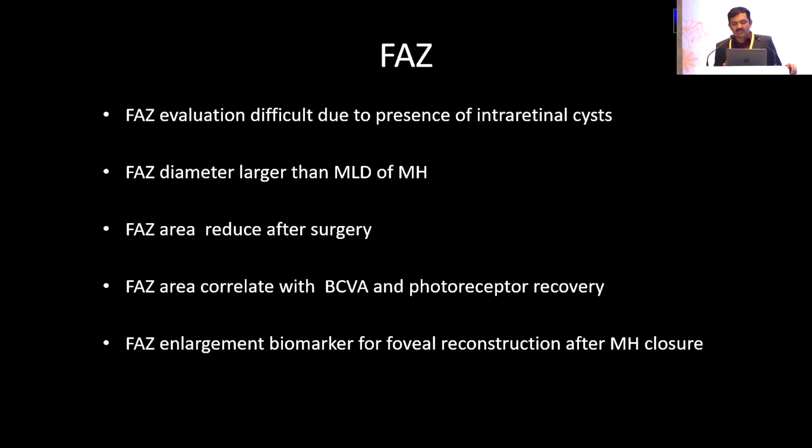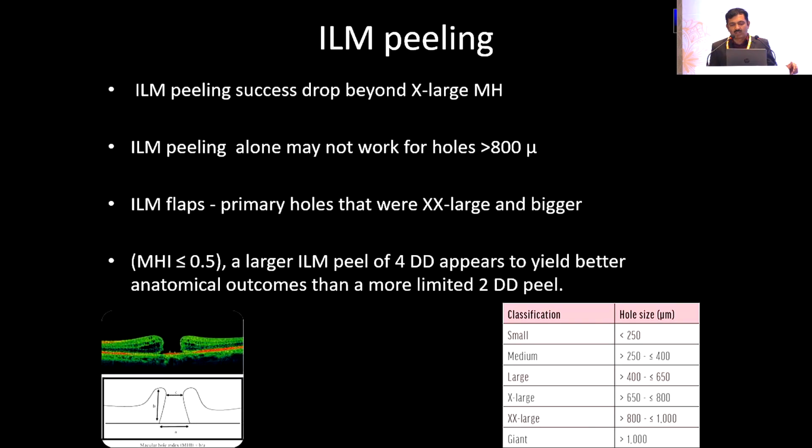How does the FAZ change? FAZ evaluation is difficult, basically because of the intraretinal cysts which are present. FAZ diameter is larger than the mean linear diameter. The FAZ may reduce after surgery. FAZ area correlates with the best corrected visual acuity and the photoreceptor recovery. So FAZ enlargement is a biomarker for the foveal reconstruction after surgery. So one needs to look at the foveal avascular zone post-operatively carefully.